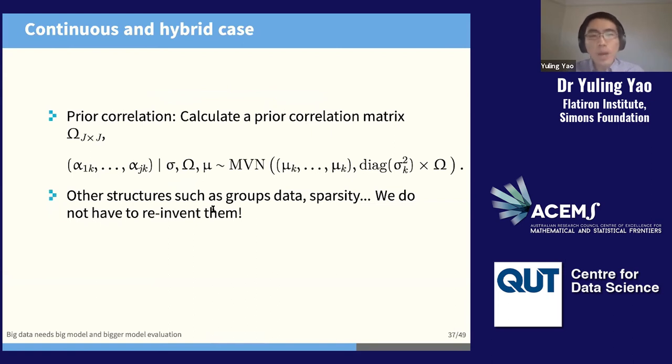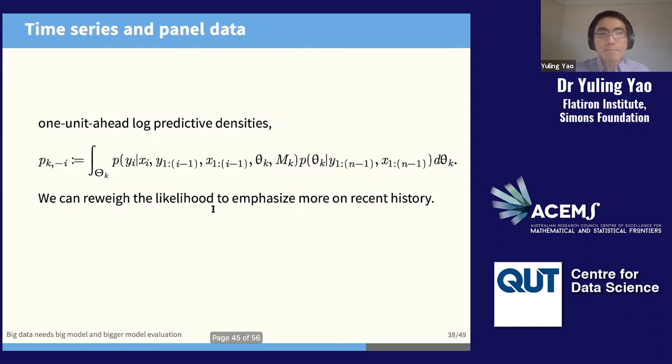And we can have some other more complicated structures, such as group data or sparse model weights. But the nice thing is we don't have to reinvent them every time. We can just use Bayesian inference to incorporate these more complicated priors. And it's also easy to adapt to time series, because we can just replace the leave-one-out predictive density by the one-unit-ahead predictive density. Then we plug into the previous formula and we get hierarchical stacking results.